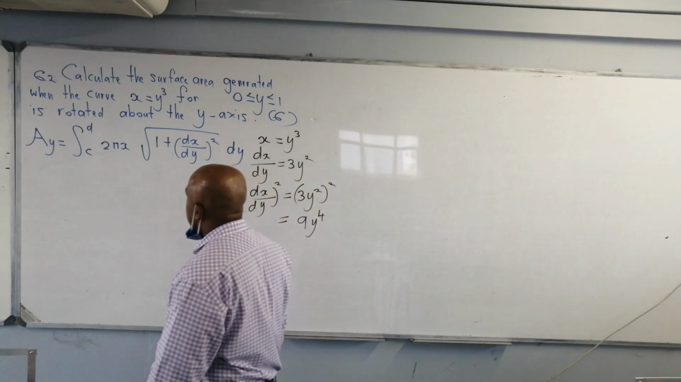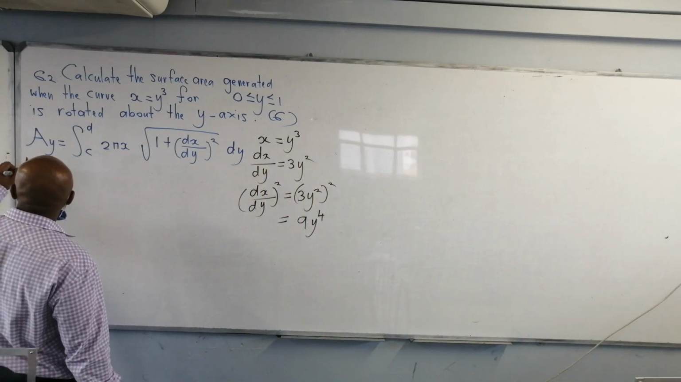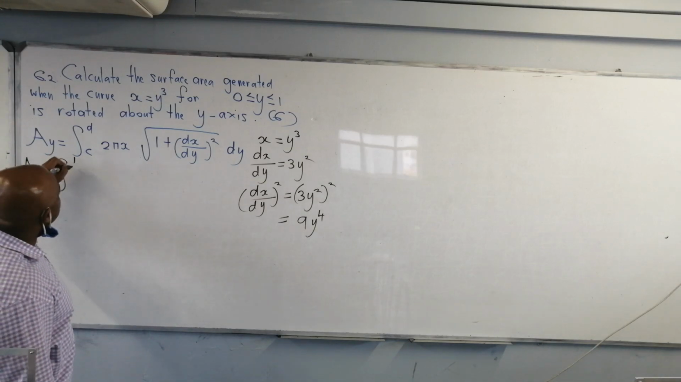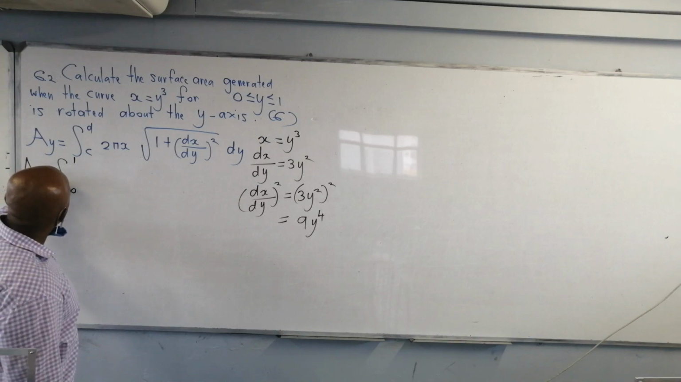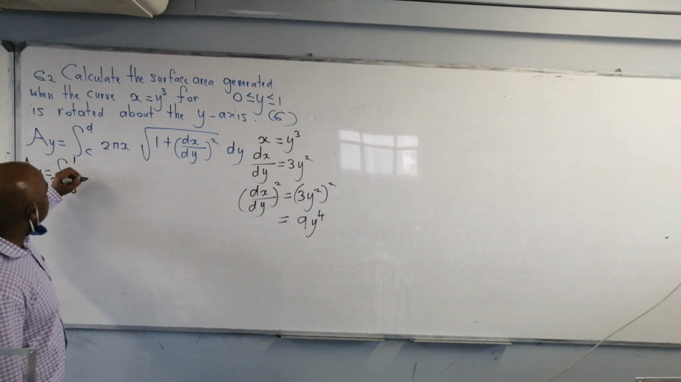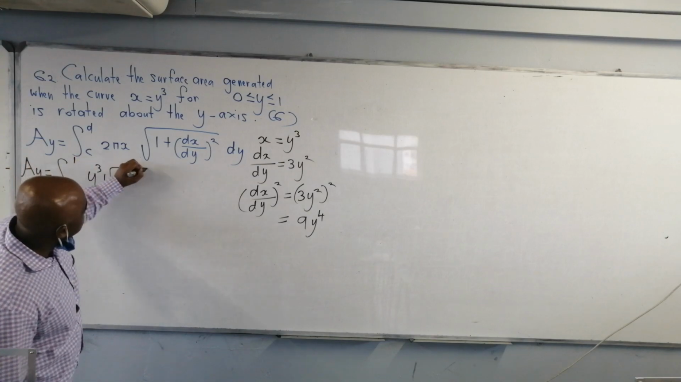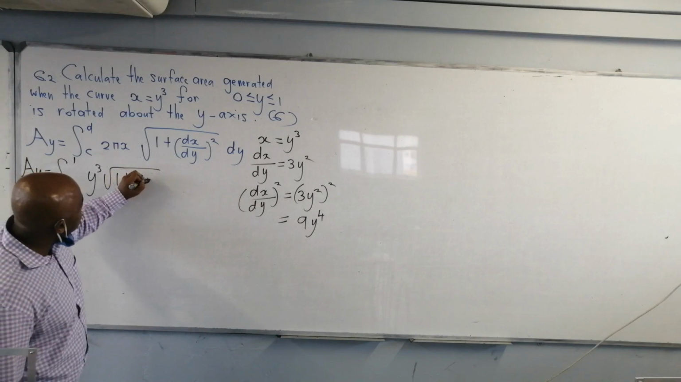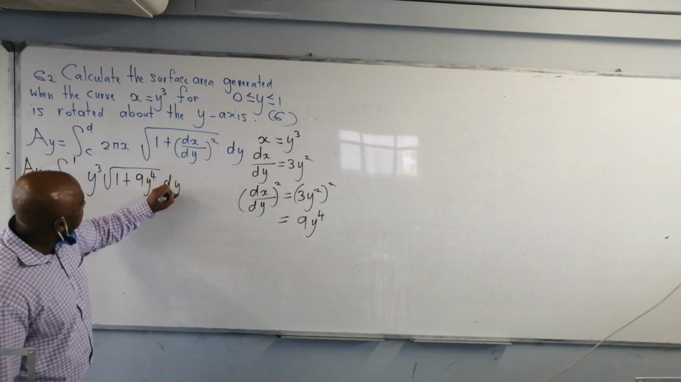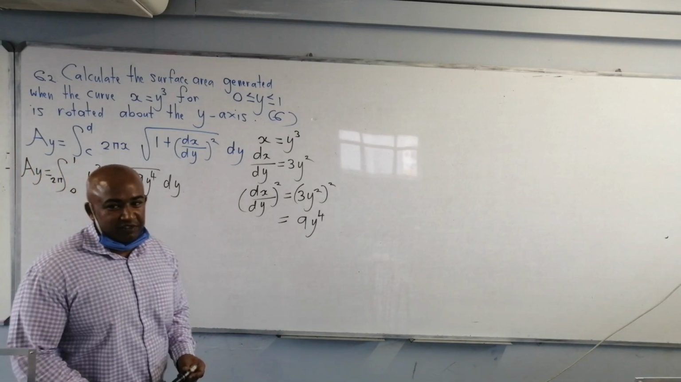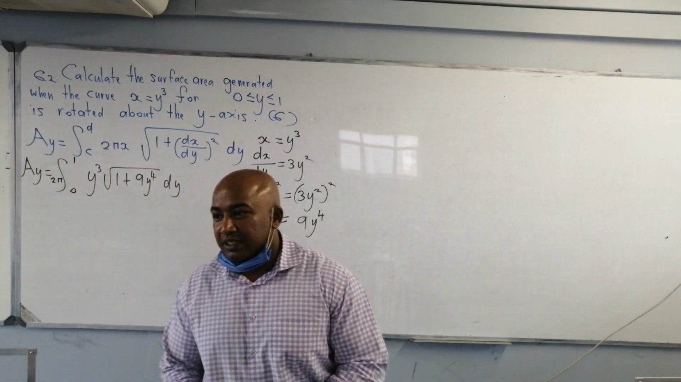Now, let's do the substitution. So what's your d and c? It's given to you: 1, 0. We've got 2 pi, 2 pi is a constant. x, what is x? x is equal to y cubed. And then we've got 1 plus dx/dy all squared. That's 9y to the power 4. Well, this is an easy one. So this paper started off difficult, but it ended up okay.